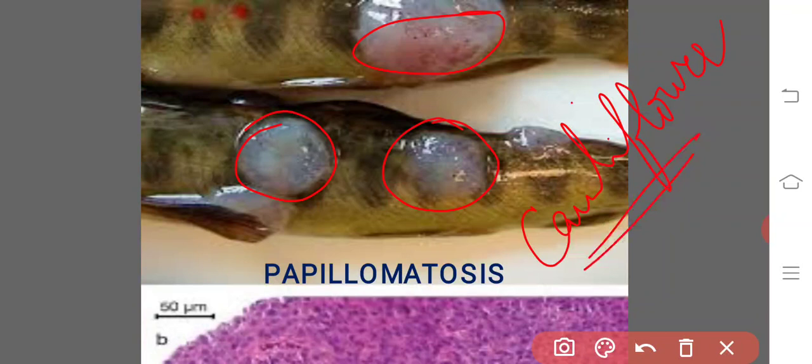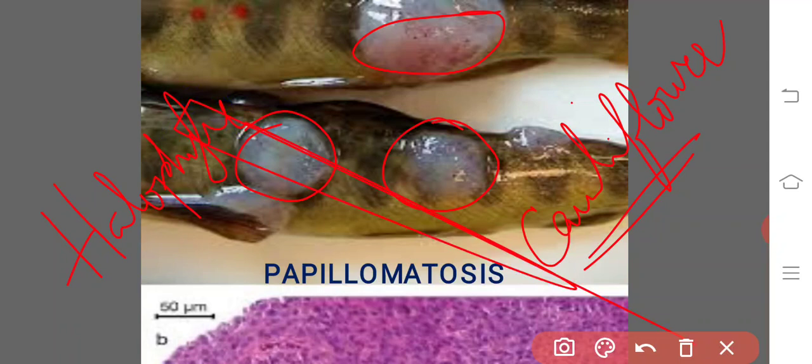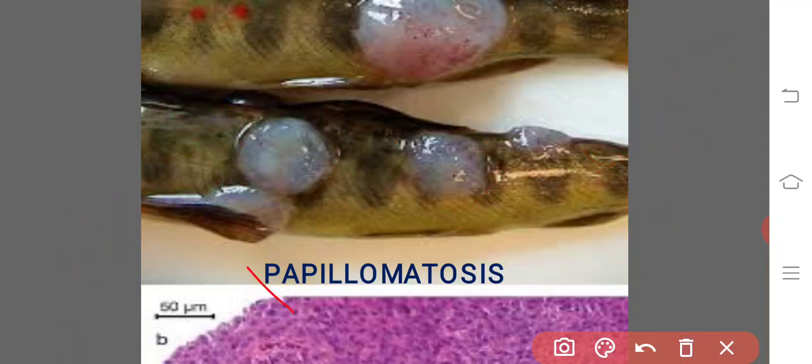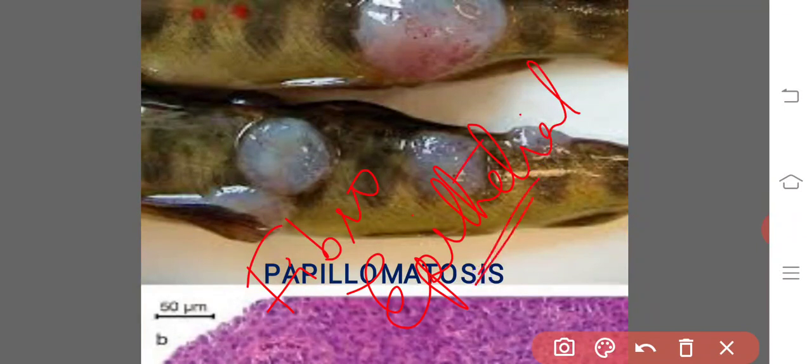This is caused by a halophytic virus, and this is expressed in the form of foldings of the epidermal layer cells near the mouth region. These foldings grow into a papilloma. It is considered as a fibroepithelial tumor. It is also known as a cauliflower disease.